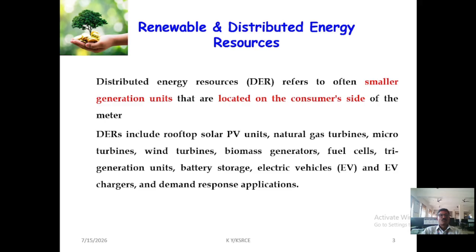Renewable and distributed energy resources refers to often smaller generation units that are located on the consumer side of the meter. The distributed energy resources include rooftop solar units, natural gas turbines, micro turbines, wind turbines, biomass generators, fuel cells, etc. These are all smaller units connected to the load centers. These are all the distributed energy resources.